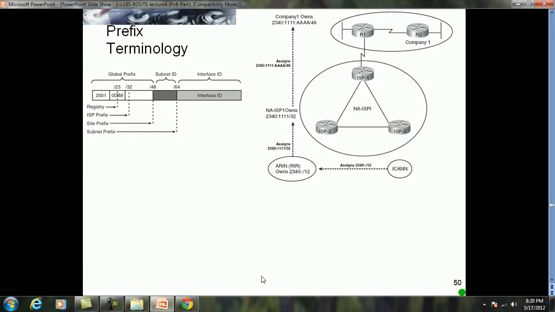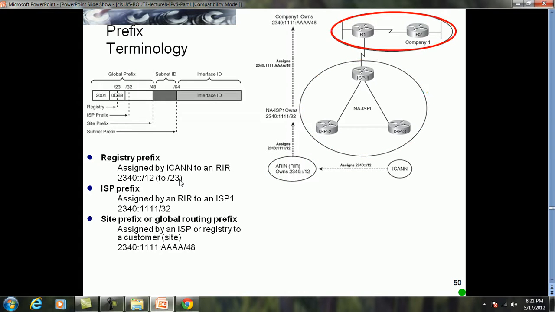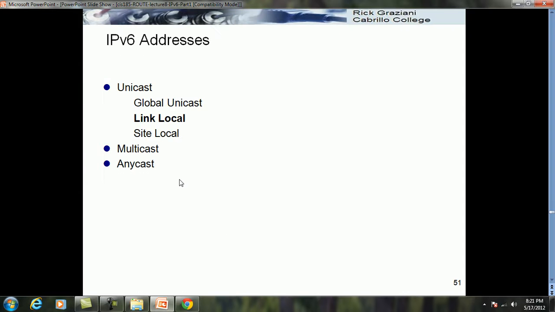So prefix terminology. You know very well, the registry prefix is assigned by ICANN to the RIR, /12 to /23. And from there, the ISP prefix is /32, and the site prefix is /48. And the subnet prefix is up to you. /64 is there, but you can make it anything you want, more than that, correct? Okay, so you understood the global unicast address. Is it awesome? It starts with 2, always starts with 2, okay?